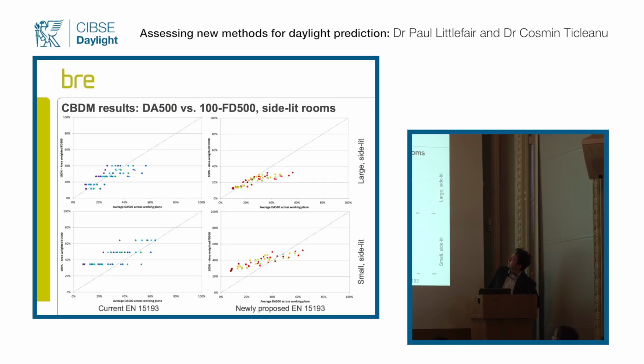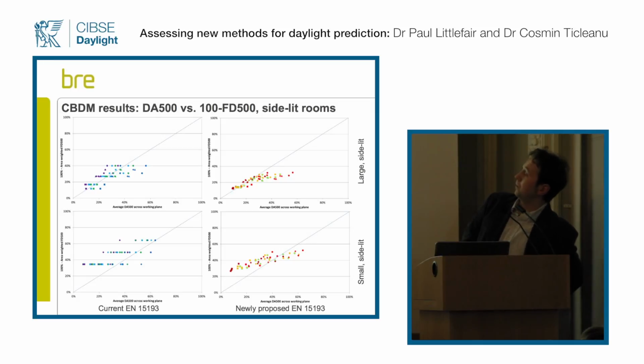Okay, so it's interesting to see that for the large room, which is on the top graphs, the European standard method tends to underestimate the daylight availability. So, in a way, it overestimates the energy used for lighting, both in the current version of the standard and in a newly proposed standard.